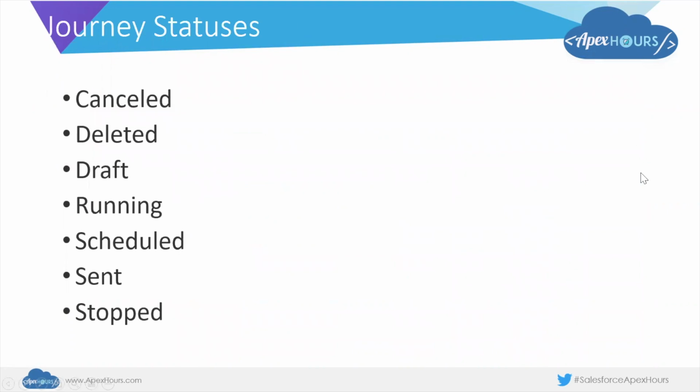And here are some of the statuses that a journey can be in. It can be in the cancel state whenever the journey was cancelled before the scheduled send date and time. Deleted is when the journey was deleted, and draft is when you just started working on the journey and it is not active yet. And running is when the journey is published and is currently running. If the single send journey is scheduled to send at a specific date and time, then it will be in the scheduled state. And sent is when a single send journey sent a message on the specified date and time. The stopped is when the journey is stopped.